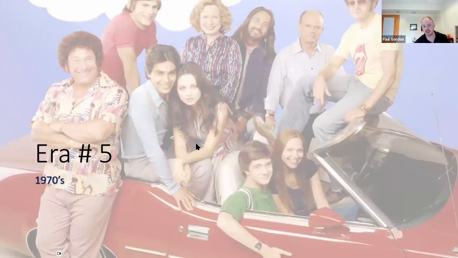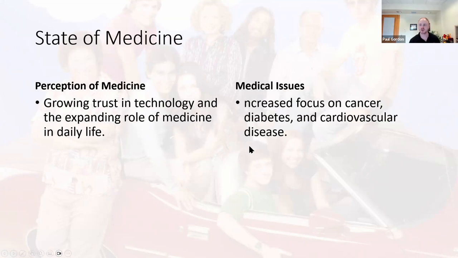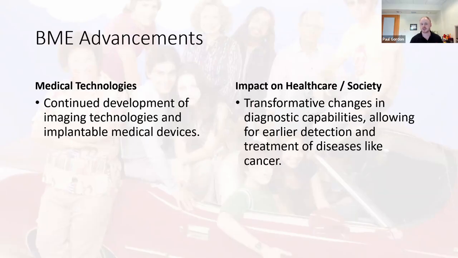This really came to a head in the 1970s as you had things like MRI get invented, artificial joints, insulin pumps show up, but also an increased focus on cancer. You had more of these chronic conditions really start to show up. People started to gain BMI, you started to have longer lifespans, you started to see the effects of chronic excess in medicine. But the technology was trying to tackle those problems.